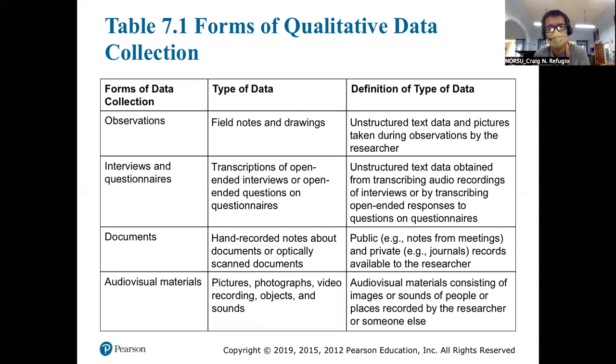So the last one is audiovisual material. The type of data is pictures, photographs, video recording, objects, and sound. For the definition of type of data: audiovisual material consisting of images or sounds of people or places recorded by the researcher or someone else. Okay. Thank you.